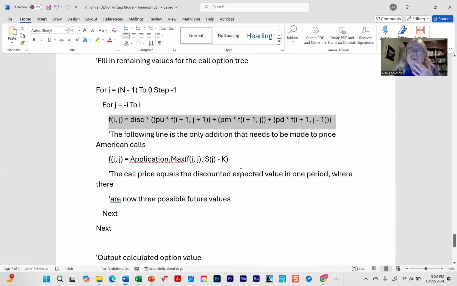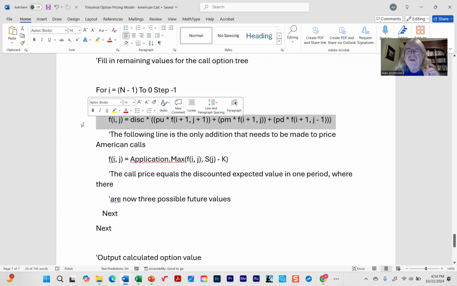If it's an American call option, what we have to do is say, well, listen, what would happen if we exercised at this node? We would have the payoff, and whichever of the 2 is greater is the value we'll assign to that node, because we're assuming that any time within the tree it makes sense to exercise early, we will do exactly that. So you can see the way it's written, Application.Max, where the keyword Application tells us that this is an Excel command.